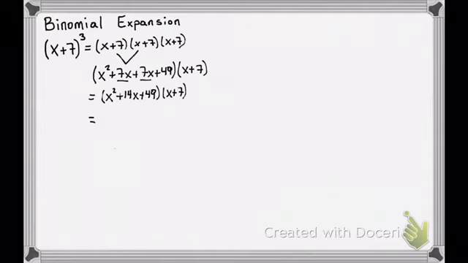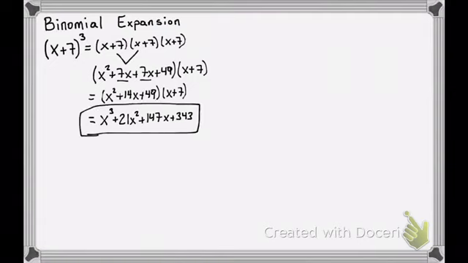If you distribute all that and combine your like terms, you should get x cubed plus 21x squared plus 147x plus 343. No problem. Right? That shouldn't be anything that we have super duper issues with. That shouldn't be something that we're like, wait a minute. That should be something that we did a long, long time ago back in Integrated 1.